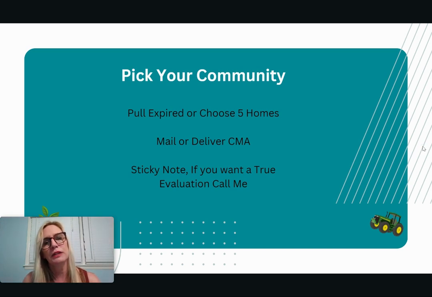One of the big things you need to do is pick your community. You probably only want to choose about 5 homes to start with. One of the things you can do, if you want to pull past expireds, maybe you want to pull homes that they purchased a certain amount of time ago, people who bought 5 or 10 years ago. But pick your parameters and then pull those, start with 5 and do 5 CMAs, the quick and dirty CMAs.